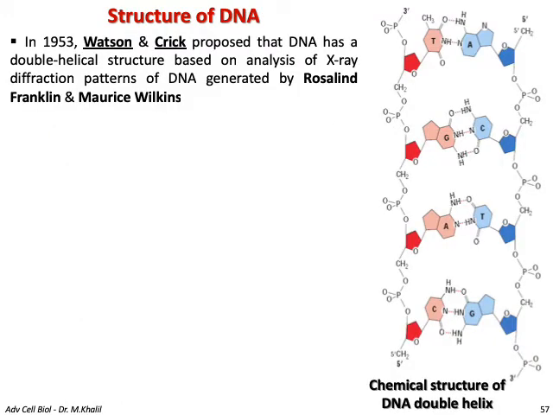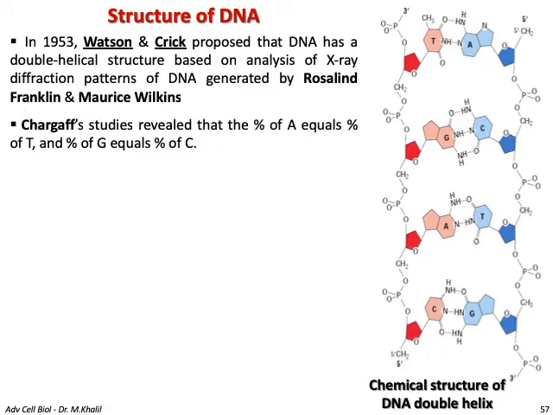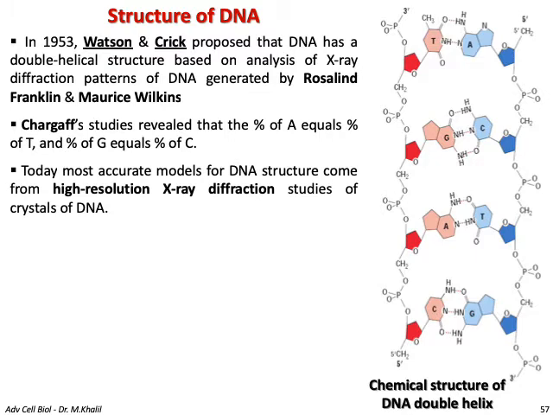The structure of DNA, of course, was discovered by Watson and Crick, although a lot of data had been generated previously by Rosalind Franklin and Maurice Wilkins. The chemical studies by Chargaff revealed that the percentage of A equals the percentage of T, as well as the percentage of G is equal to the percentage of C.